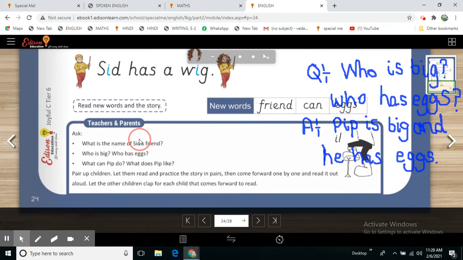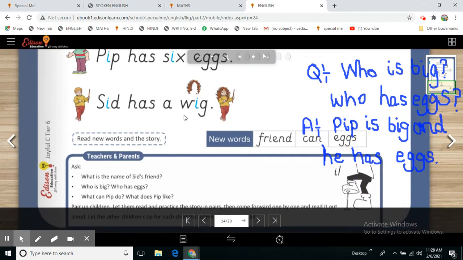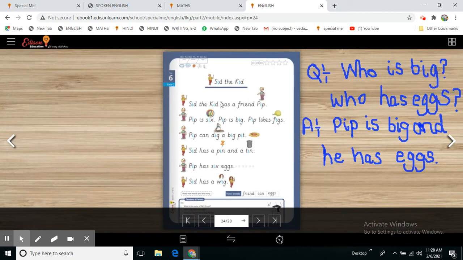Pair of children, let them read and practice the story in pairs. Then come forward one by one and read it out aloud. Let the other children clap for each child that comes forward to read. So students, you have to read the story and your parents will clap for you. Okay, so you have to do practice to read the story on regular basis, right students?